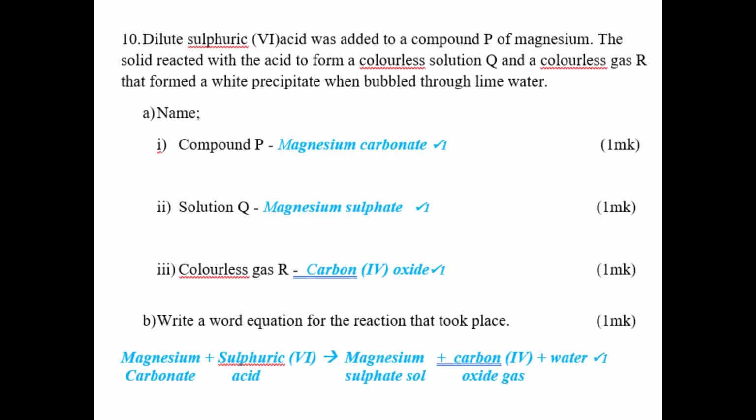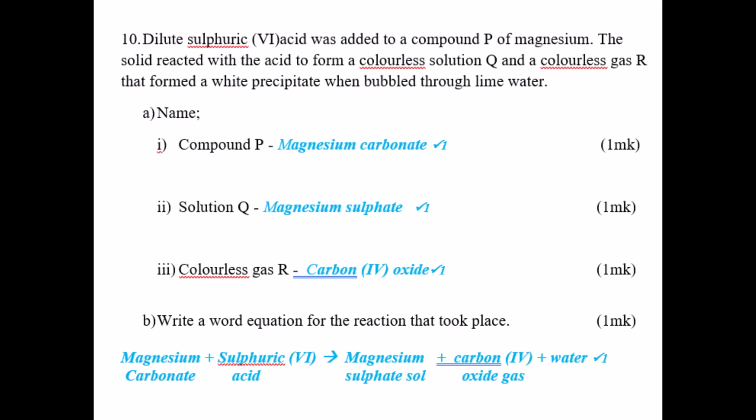P, a colorless solution Q, and of course a colorless gas R that forms a white precipitate with lime water. So gas R gives us the first hint that most likely the compound P is a carbonate. So it's a carbonate of magnesium, and that is compound P, therefore it's magnesium carbonate. Solution Q is magnesium sulfate solution. Gas R is carbon dioxide gas.